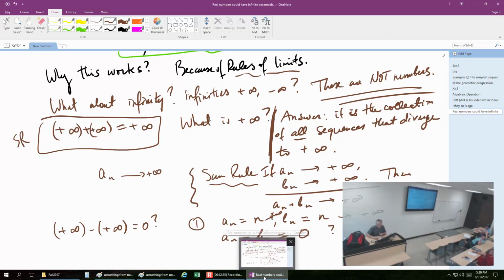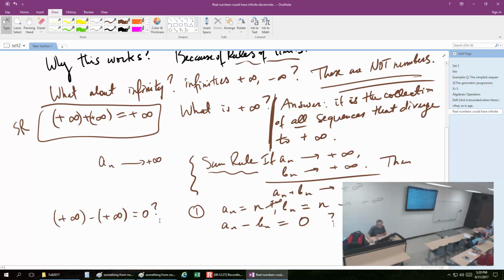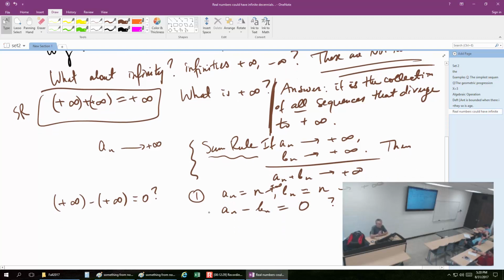But it's not. Why is the answer not zero in general? Because I could choose another pair of sequences. Say, for example, an is equal to n squared, which goes to infinity, and bn is still n, which also goes to plus infinity. But when I subtract, what do I get? An minus bn is n squared minus n. Where does it go?